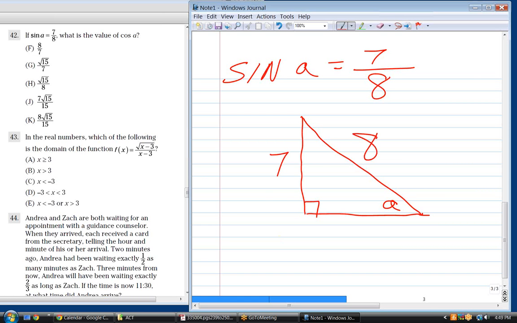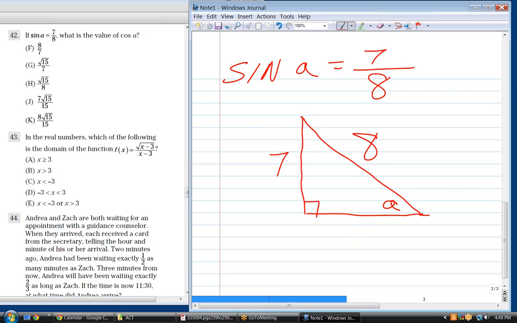Yep. It always allows you to label two sides of the triangle. And the only thing we're interested in is ratios. In other words, maybe this is 14 and this is 16, but it doesn't matter. It's the same ratio. Because they're asking about another ratio, the cosine of that angle. So what is this third side?